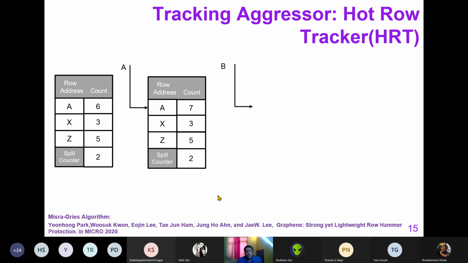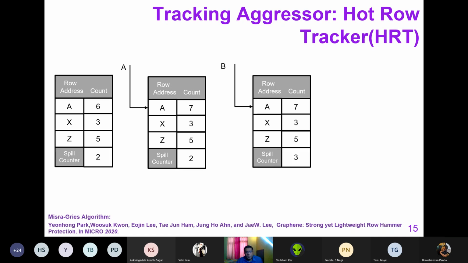Now another memory access request came for row B. As row B was not present in the current table, the algorithm compares the spill counter value with the count value of each table entry, and if it is low, increments it by 3. That means at this stage it is assuming that all other rows except A, X, Z have an activation count of 3. So there is some redundancy here, but this is one of the latest approaches.